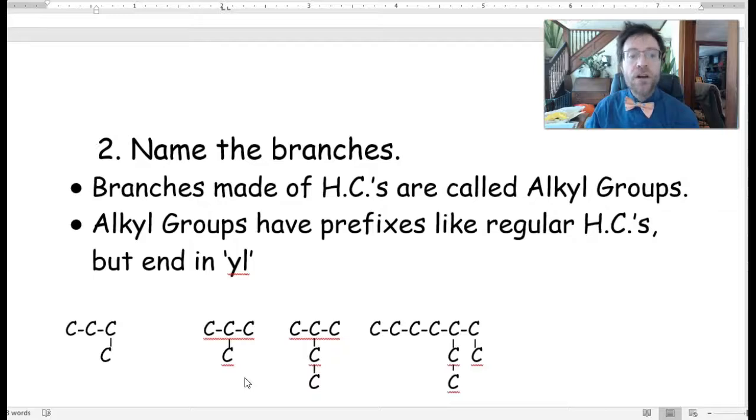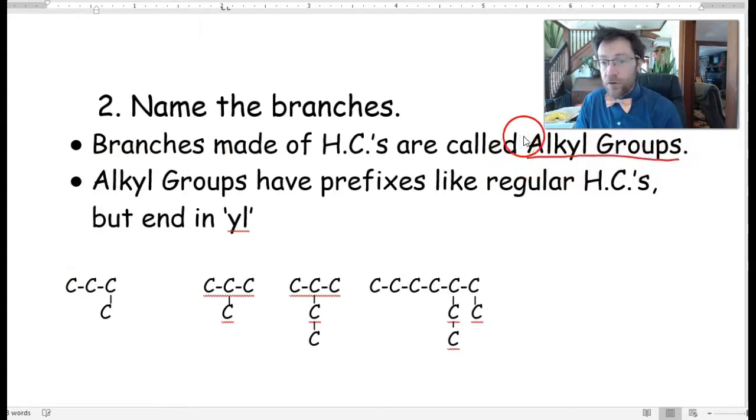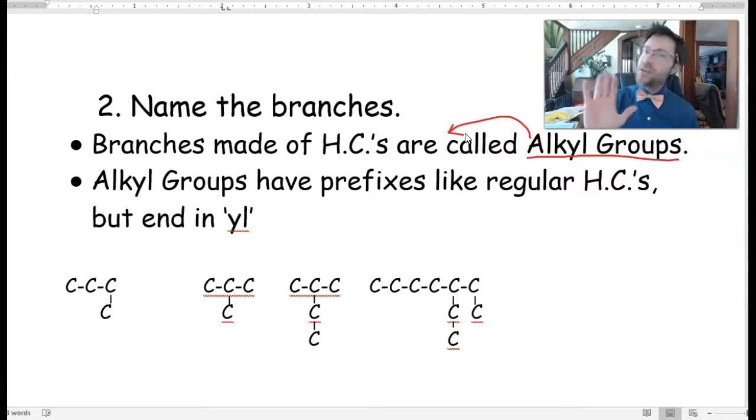Next, we're going to name the branches, those things hanging off. So here's the thing. The branches made of hydrocarbon are called alkyl groups. That looks like a vocab word. What's an alkyl group? A hydrocarbon branch. And the way that we name these is you use the regular prefix: meth, eth, prop, but, pent, hex, hept, oct, non, dec.